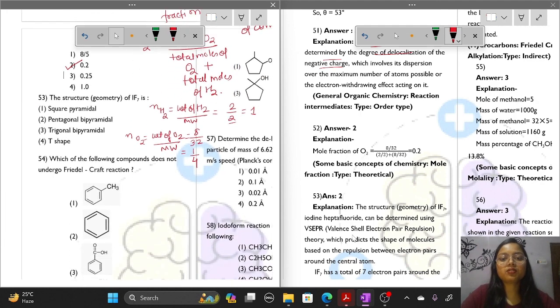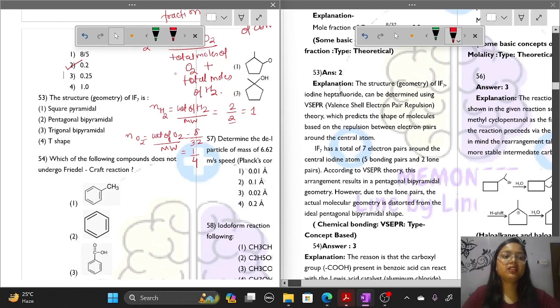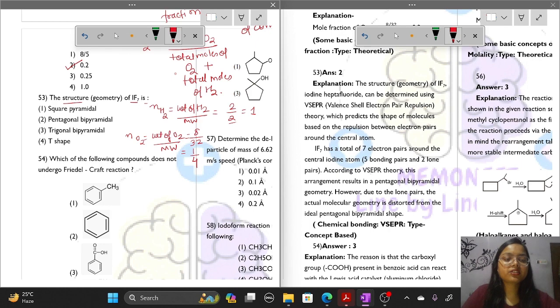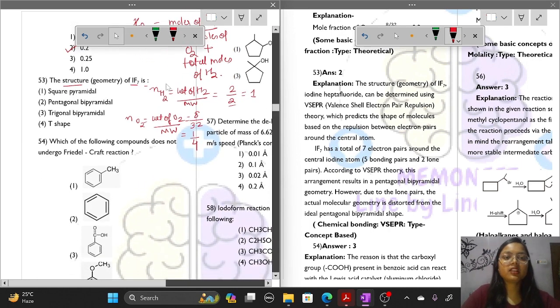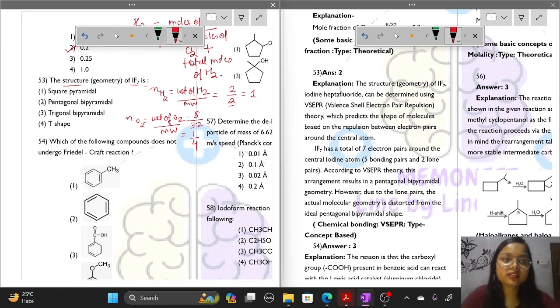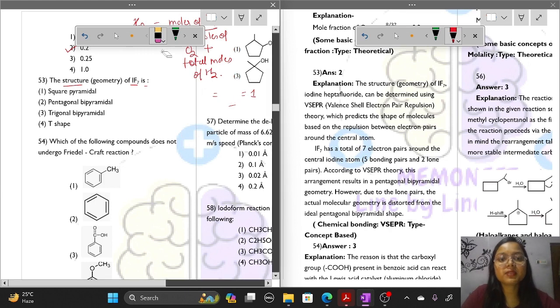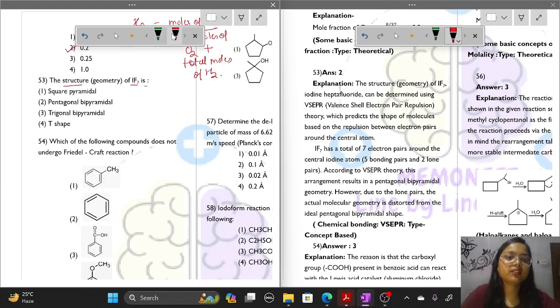Okay, so let's see the next question. Question number 53. The structure of IF7 is, what is the structure of IF7? For IF7, we need to draw the molecule first. Iodine is the central atom, and it is surrounded by 7 fluorine atoms, like this.